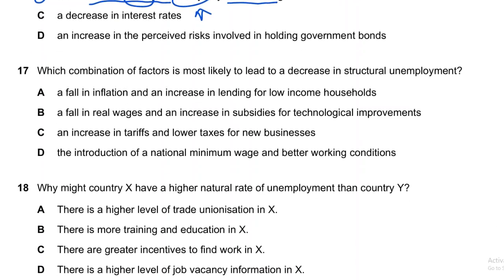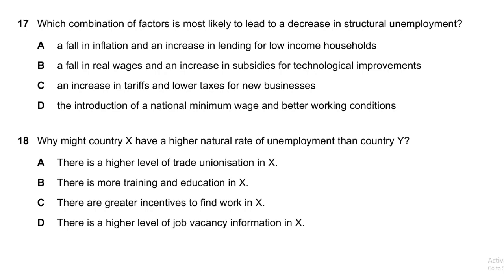Okay, so if any other option confuses you, please write in the comments. Question number 17 is: which combination of factors is most likely to lead to a decrease in structural unemployment? Structural unemployment is the type of unemployment that may be caused by technology, by changes in law and order, government rules and regulations, like the government may relocate the industry as well.